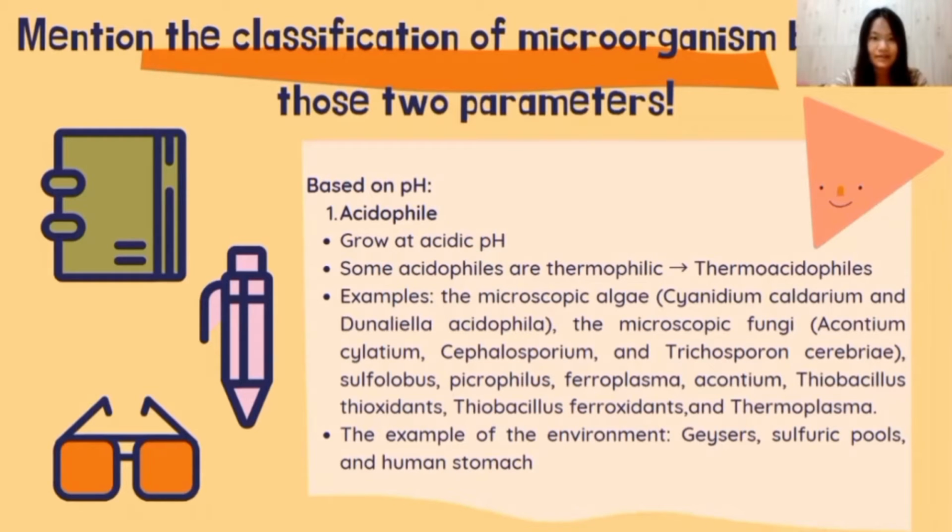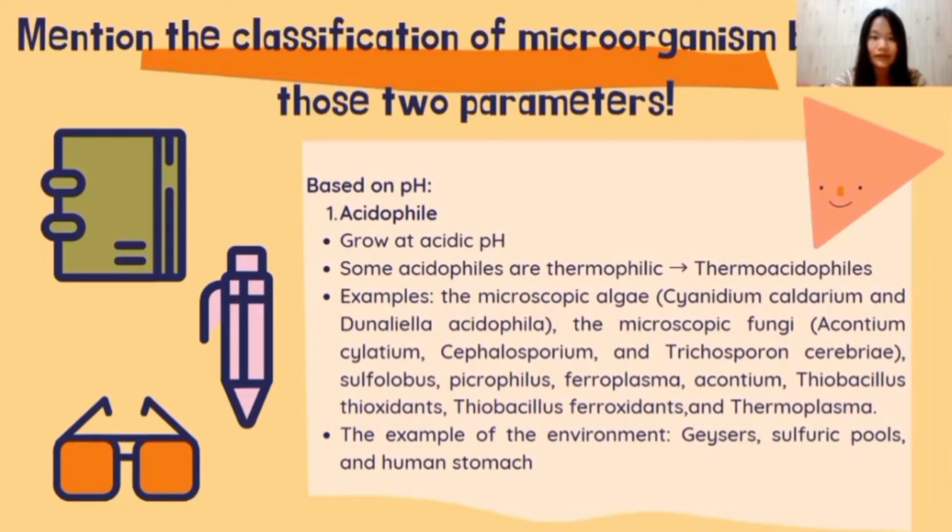So first we have acidophile. These bacteria grow best at acidic pH. The cytoplasm of these bacteria is acidic in nature. Some acidophiles are thermophilic in nature. Such bacteria are called thermoacidophiles.